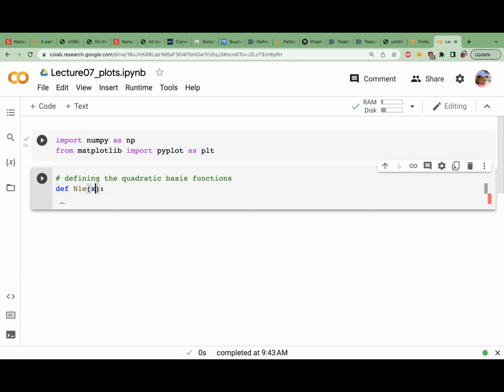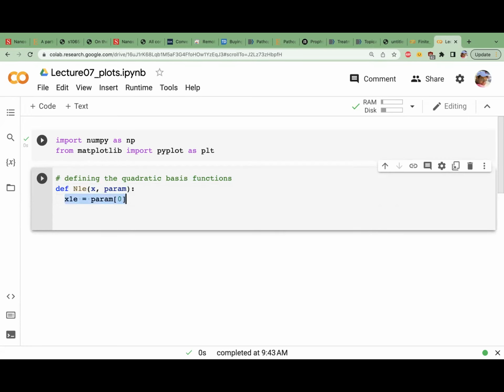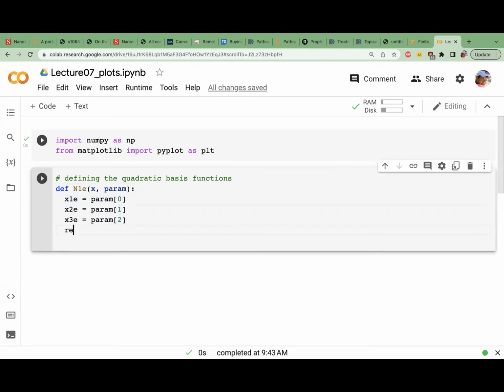Now, in reality, I also need the information about the coordinates of the element. So I'm going to pass some parameters, which are basically just the location of the coordinates of the element. But these are just parameters. These are not functional values. These are the coordinates of the element. And then it's really just a function of x.